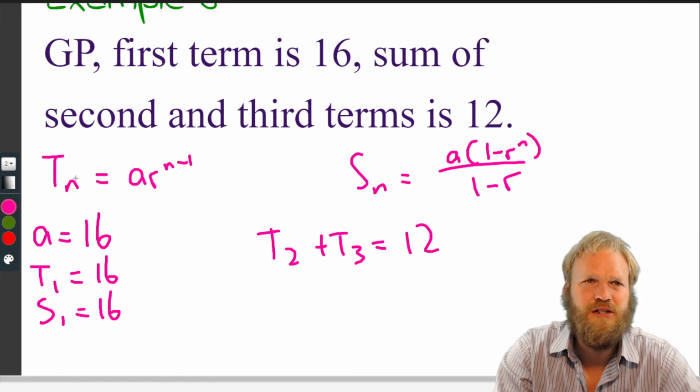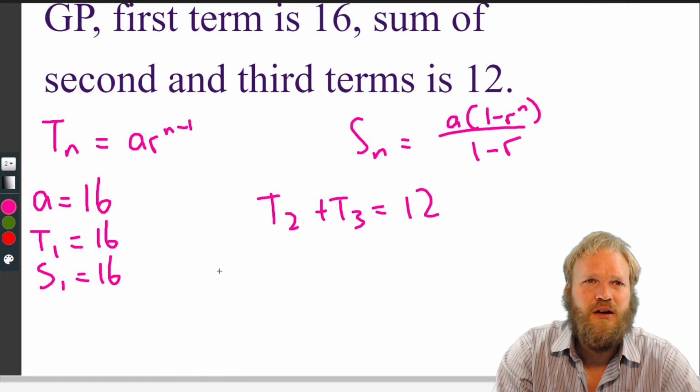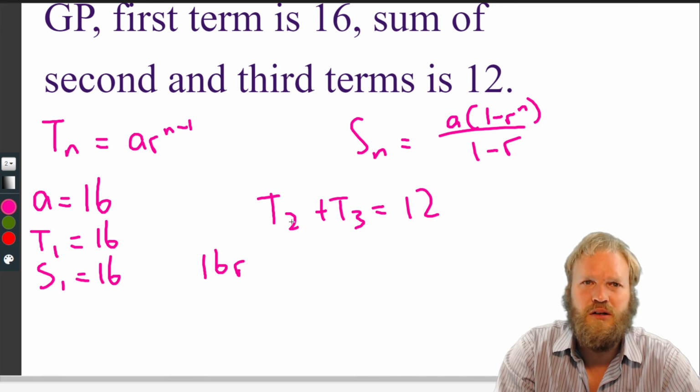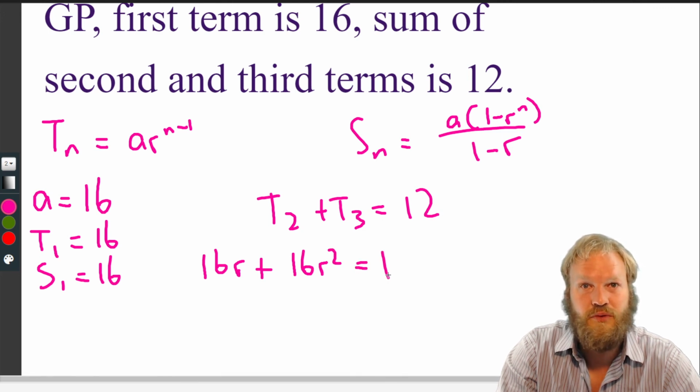Okay, well, let's use our Tn formula. So a r to the n minus 1. Now we already know that a is 16, so let's not make extra work. It's 16 r to the n minus 1. Well, n is 2, so n minus 1 is just 1. Plus 16 r to the n minus 1, so n is 3, so n minus 1 is 2, equals 12.